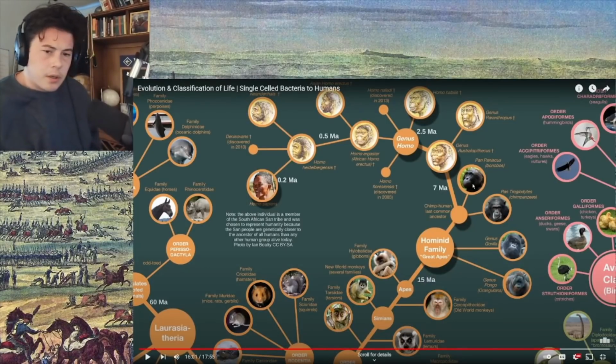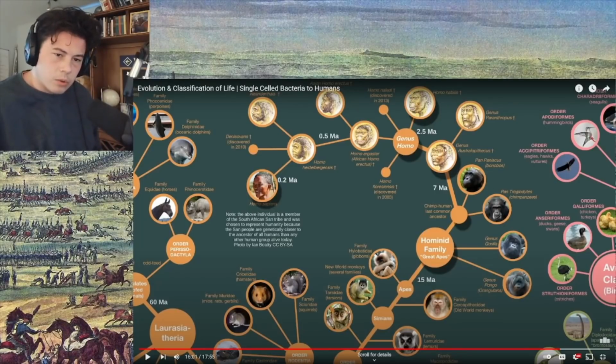So bonobos and chimpanzees are more related to humans, to us, than they are to gorillas?